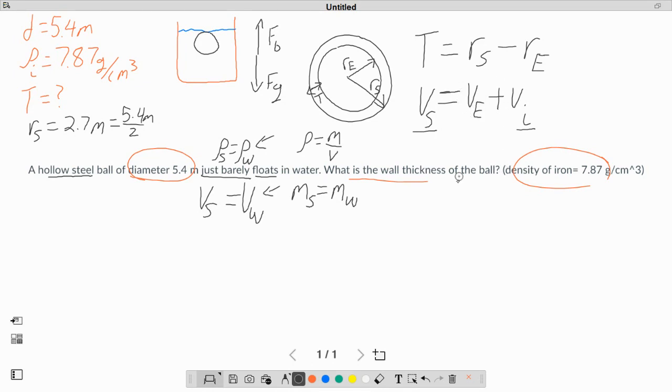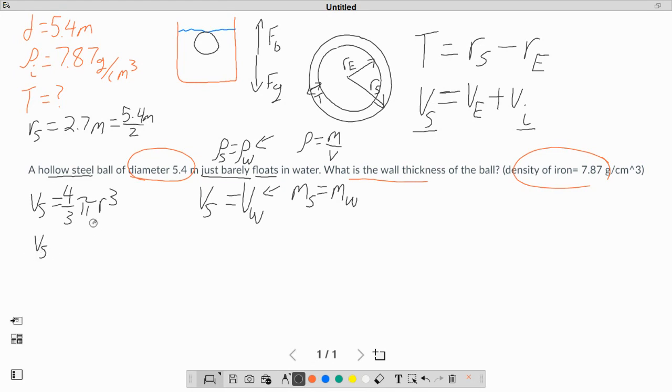In order to find the volume of the empty part, we need the volume of the sphere, which is an easy calculation, and we need the volume of iron. Well, the volume of iron is not directly shown either. So let's go through these one at a time. Let's do the volume of the sphere, that's easy. The volume of a sphere is 4/3 π r cubed. Okay, cool.